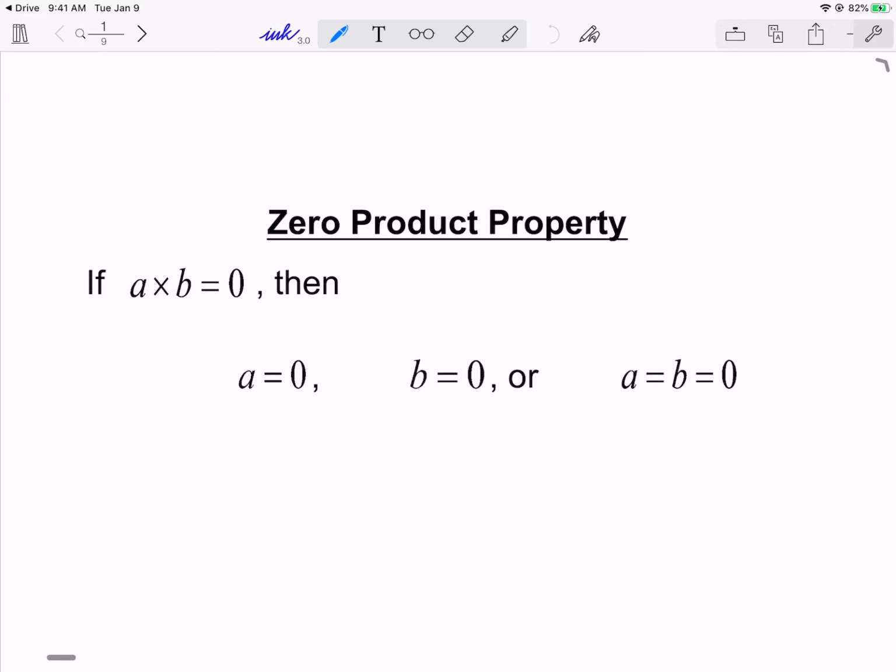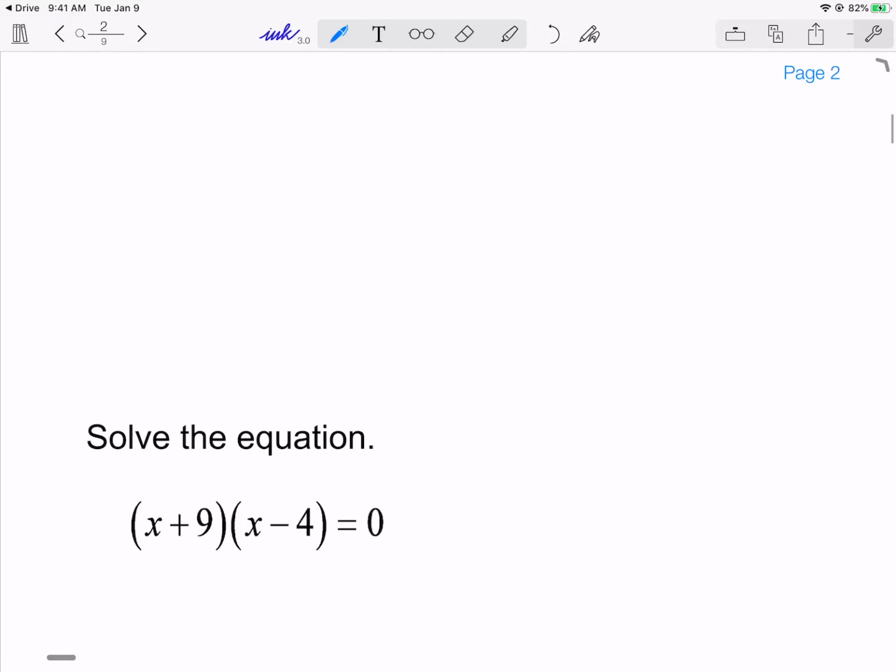What the zero product property says is that if you have two numbers, let's call them A and B, and they're multiplied together and they equal zero, then either A is zero, B is 0, or both numbers are 0. So that's going to come in handy when we factor equations that are set equal to 0, because then each of those factors will be set equal to 0 respectively. So let's take a look at a basic example.